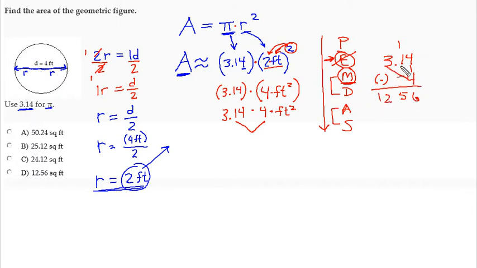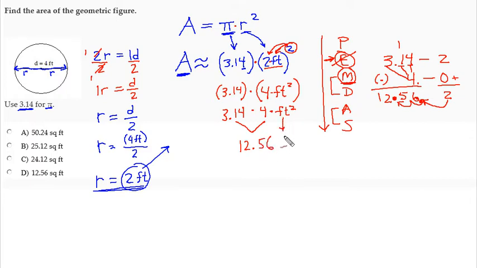We are carrying 2 decimal places to the right of the decimal point from this number. There are no decimal places to the right from this number. We add 2 plus 0 makes 2. That tells us to come here and move this decimal point 2 places to the left. Here's where the decimal point really belongs. And when we multiply 3.14 times 4, we get 12.56.